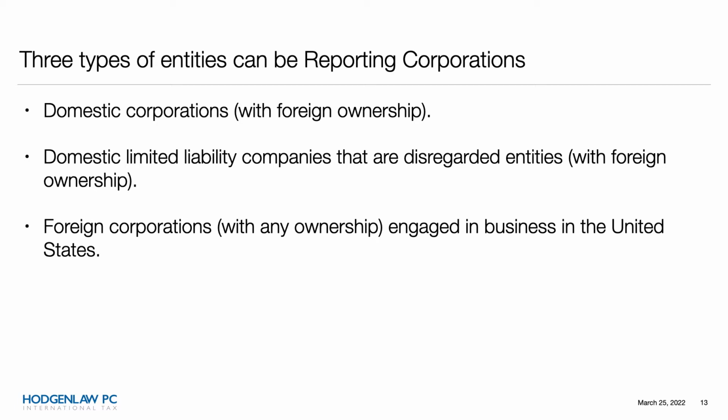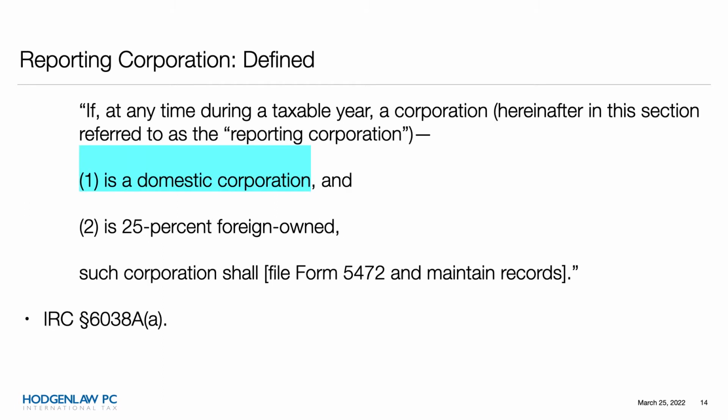And the third one is foreign corporations that are engaged in business. Those are the three types. If you have any kind of entity that's not one of these, you don't have a 5472 requirement. You might have some other problems, but not that.